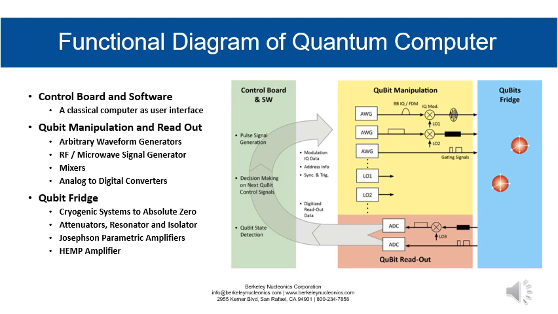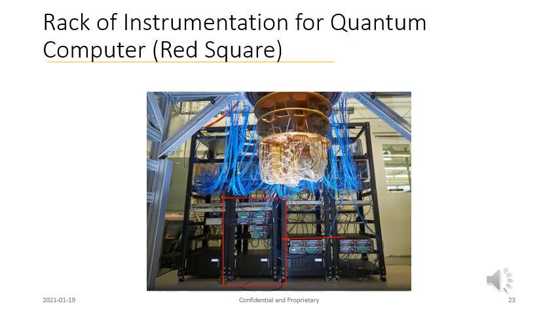The qubit manipulator and readout are actually in the same racks, as they share components like phase coherent signal generators, often used as local oscillators. Here you can see a rack of instrumentation in the background, and then the fridge housing the qubits in the front. This is a working quantum computer.